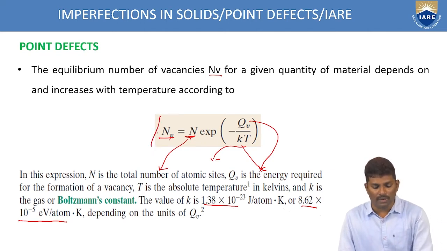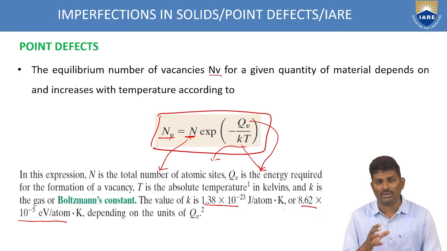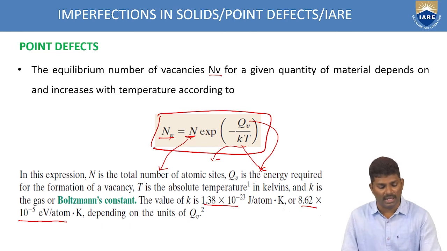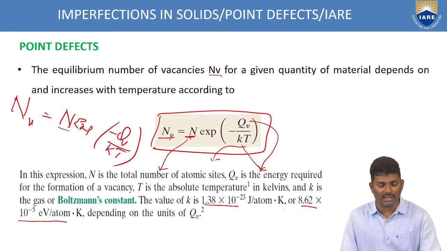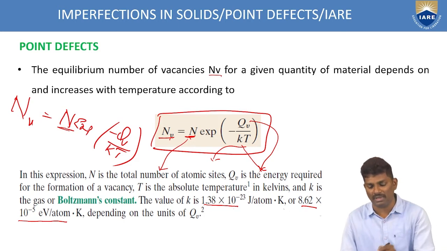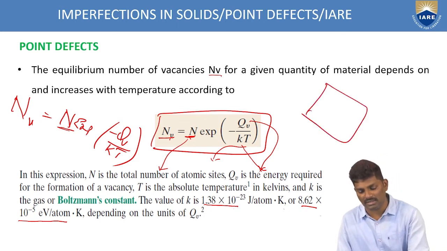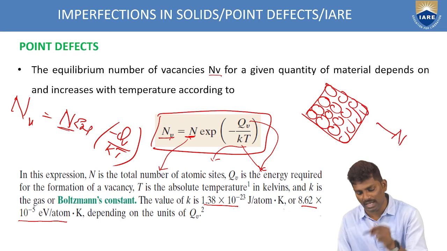Now, if you want to find out the number of vacancies, you need to use this expression: N_V = N exp(-Q_V / kT). In this, capital N refers to the total number of atoms. How many atoms are there inside the crystal structure? These are the number of atoms present in the crystal structure.